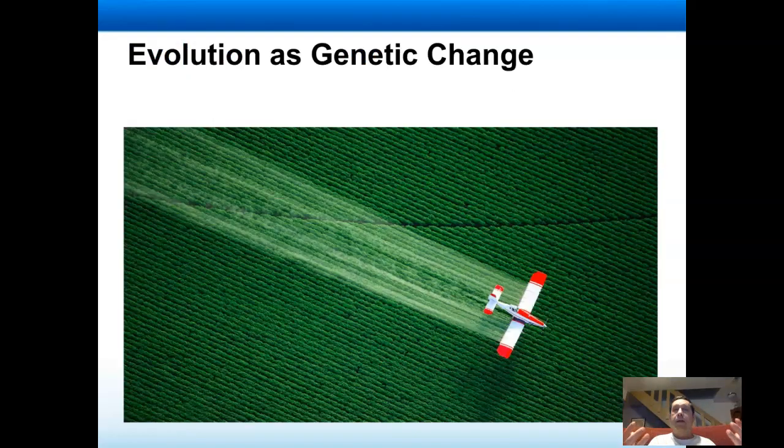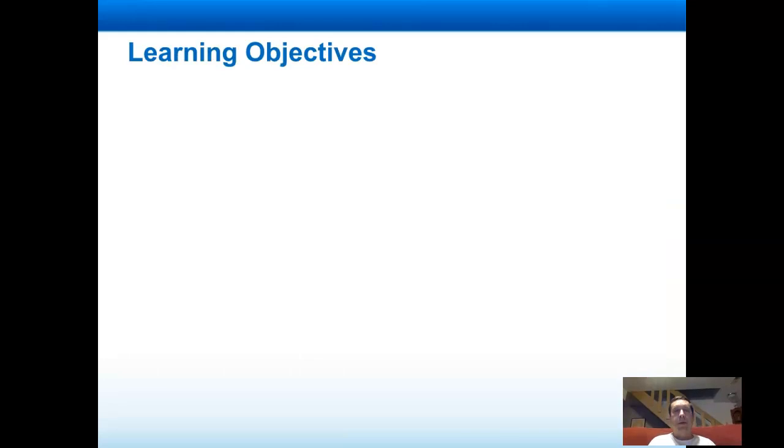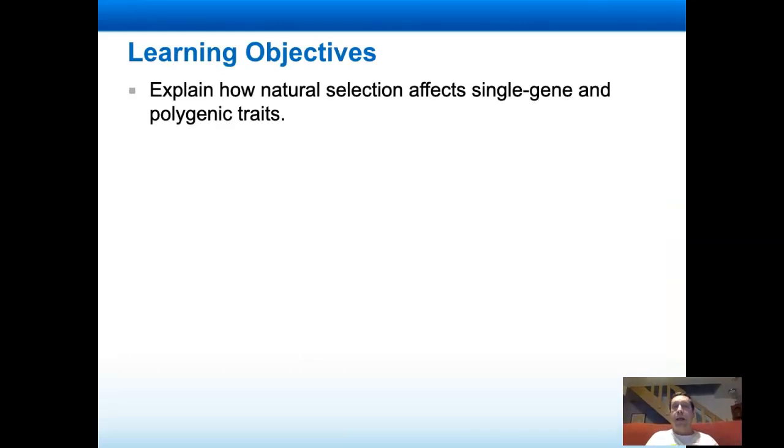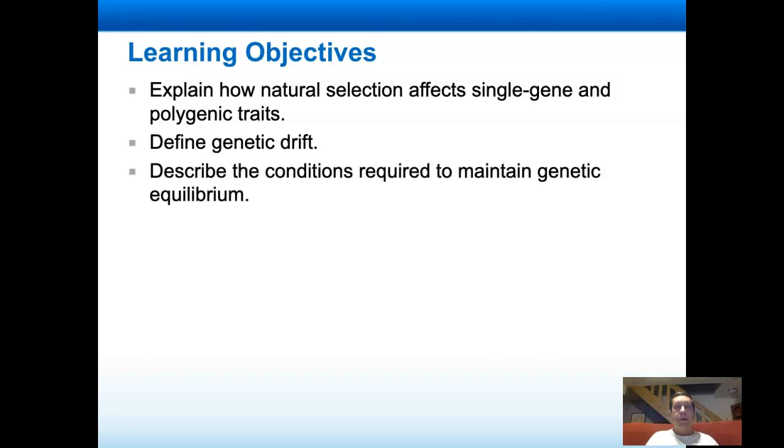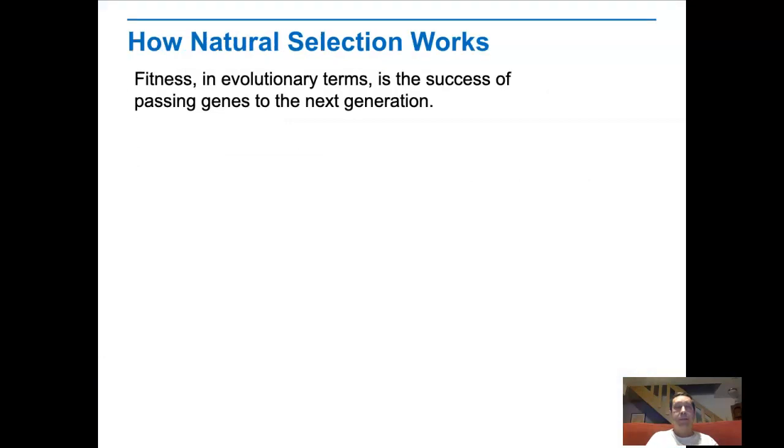All right, in this video we're going to talk about evolution as genetic change. We're going to look at things like how does natural selection affect single gene versus polygenic traits? What is genetic drift? What are the conditions required to maintain genetic equilibrium, and how does that affect evolution? So first of all, how does selection work?